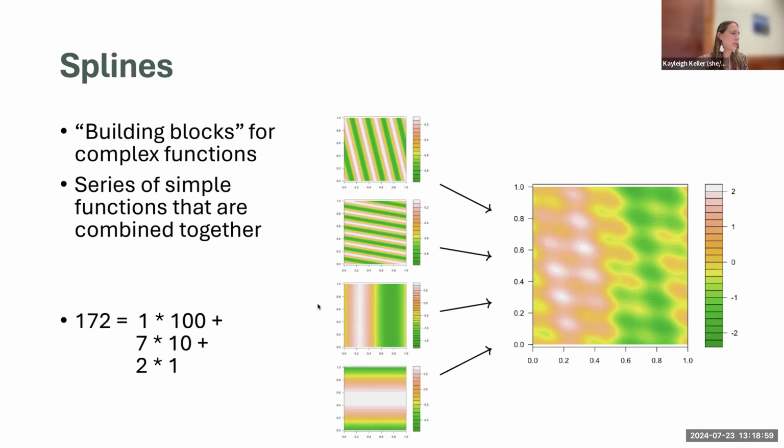If you prefer not to think about surfaces, another way to think about this is in the numbers we use all the time, like the number 172. You're really combining 100, 10, and 1 in different ratios to come up with this more complex number. So I've got 1 of these 100s, 7 of the 10s, and 2 of the 1s, and that gives me 172. Splines are the same idea. We're just doing it with spatial functions instead of just with numbers.